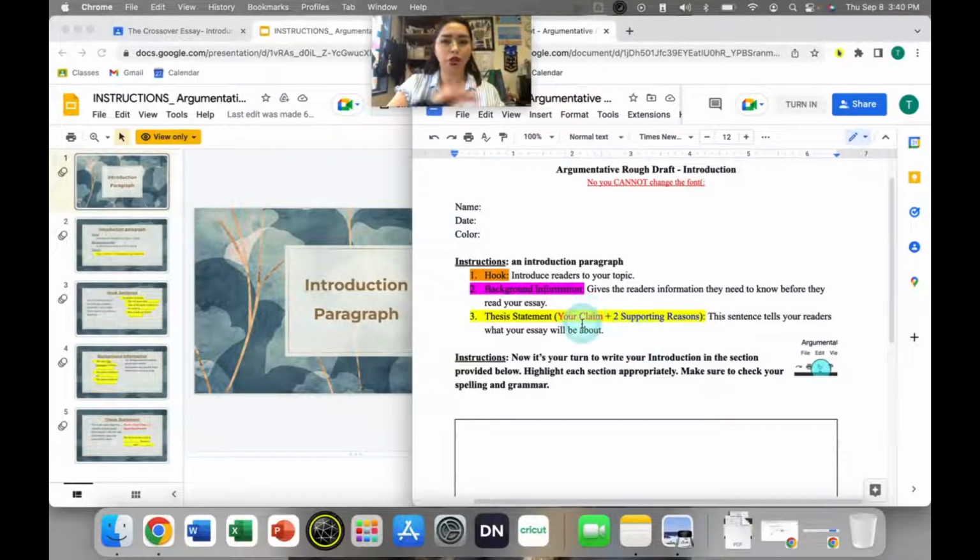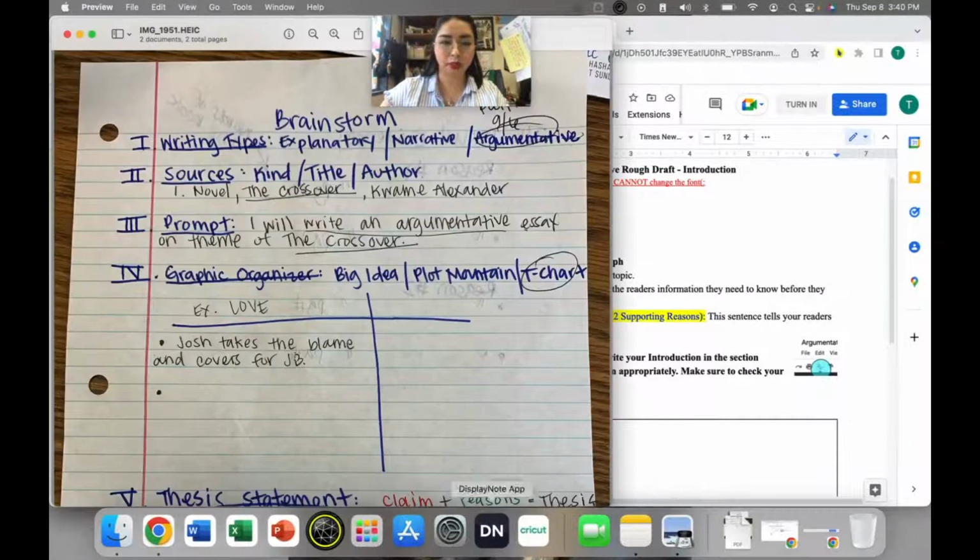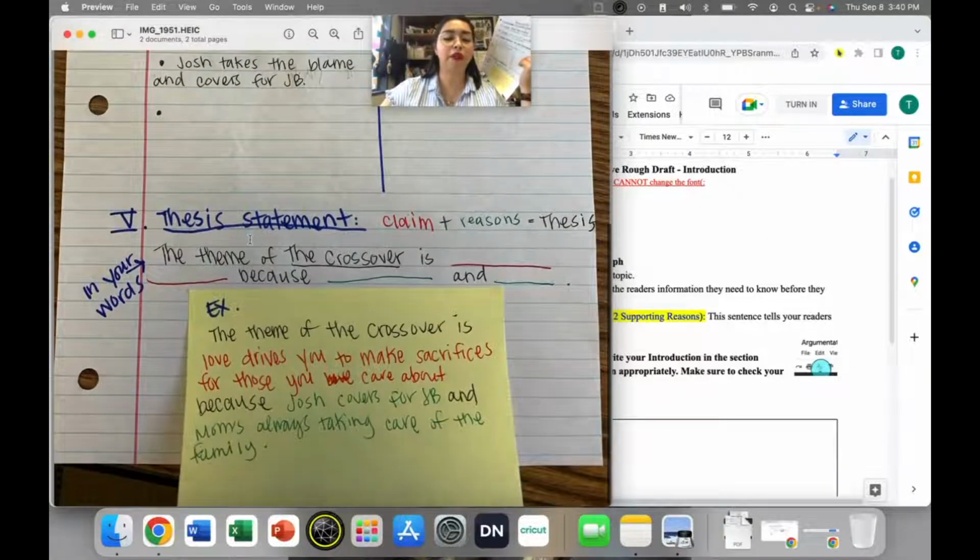So that's the sentence that tells your readers what you're going to be talking about in your essay. Now, this sentence you should already have done because you wrote it in your brainstorm. So your brainstorm should look like this, where you have what our writing type is, our source, our prompt, our graphic organizer, and then we should have our thesis statement. This is my example thesis statement: the theme of The Crossover is love drives you to make sacrifices for those you care about because Josh covers for JB and mom's always taking care of the family. So that's what I'm saying is the theme.